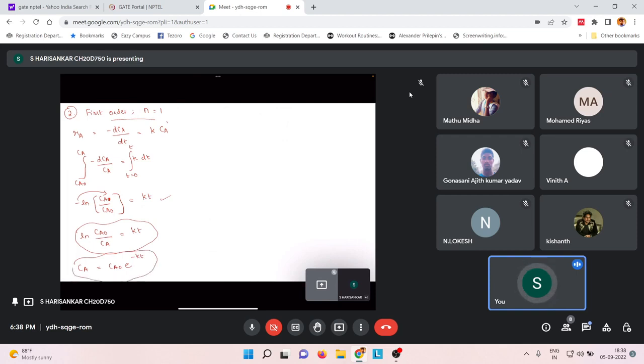Okay. Now, if you want this first order equation in terms of the conversion, we can also do that because we learned that Ca is equal to Ca0 into 1 minus Xa. So, Ca by Ca0 will be just 1 minus Xa. So, just have to substitute this equation here. So, it will be minus ln 1 minus Xa is equal to kt. So this is another form of the first order equation.